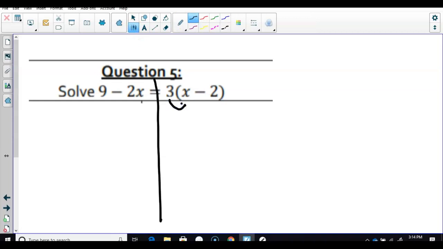I can distribute this 3 here, so that's 3x. And then 3 times negative 2 gives me negative 6, equals 9 minus 2x, okay?